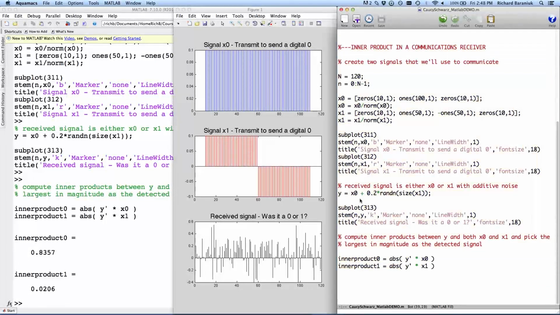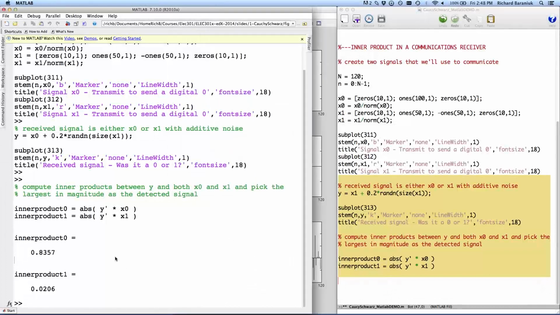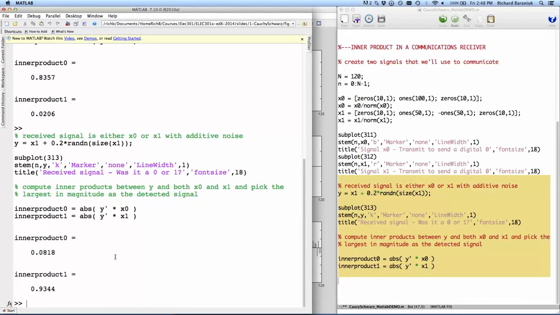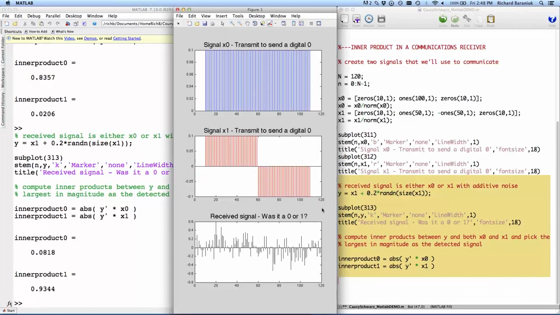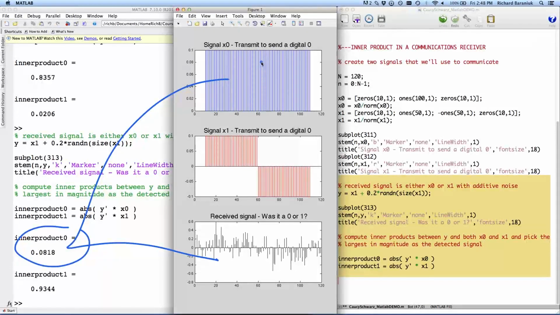So now we can basically repeat this experiment over and over. Well actually, let's just change to the 1 signal and let's perform the same example. And now you can see that when we compare the inner product between the received signal and x0, we get a very small number. And when we compute the inner product between x1 and the received signal, we get a very large inner product. So in this case, we would say that a bit 1 was transmitted, right?